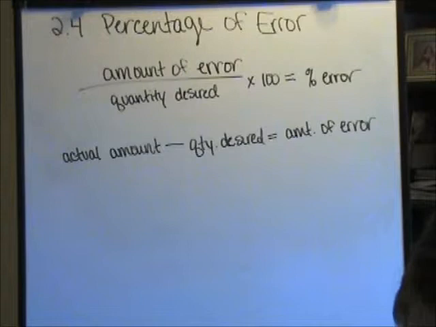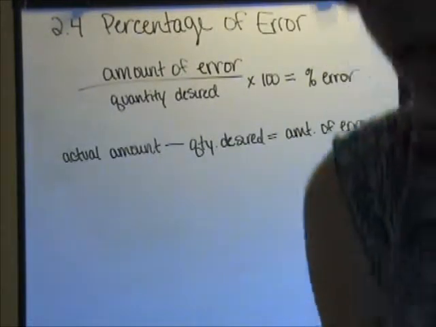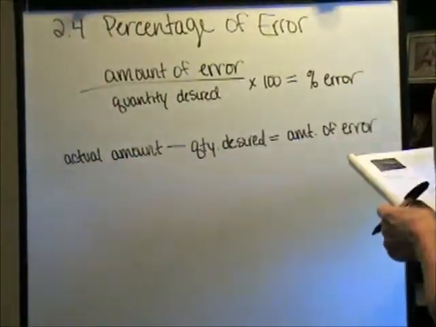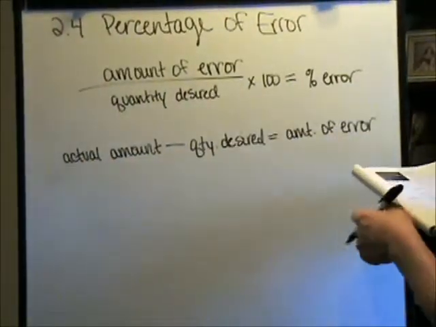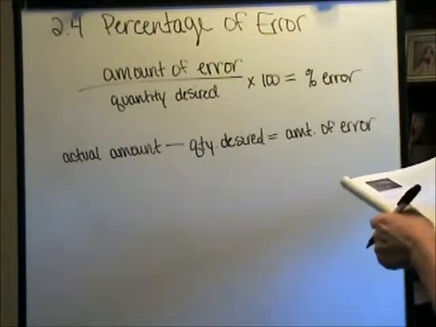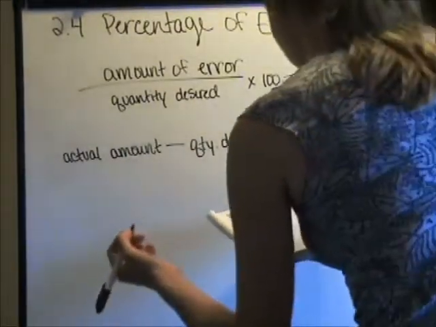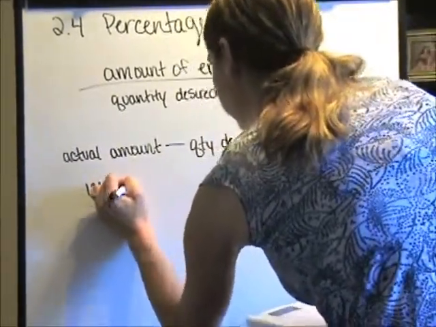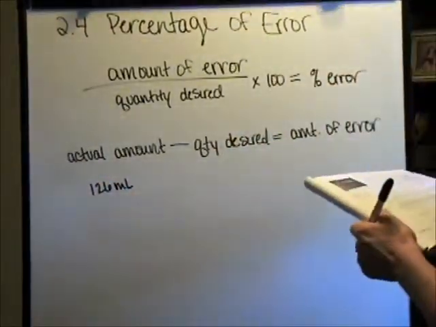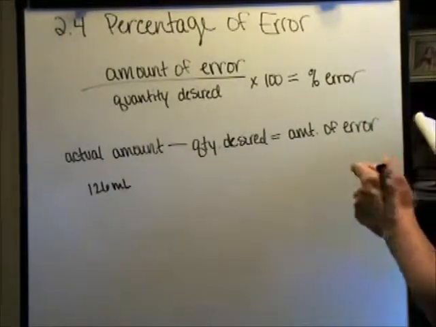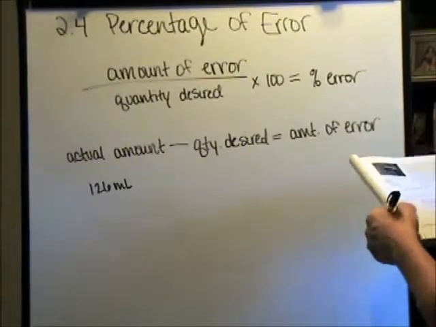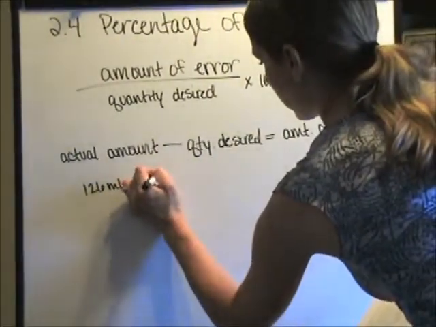So if we look at example 2.4.1, we are to dispense 120 milliliters of a liquid. The original measurement is 120. When you double check the amount using a more accurate graduated cylinder, the actual amount is 126 ml. What is the percentage of error of the first measurement? Okay, so first we need to find the amount of error, so we're going to take the actual amount and subtract it from the quantity desired.